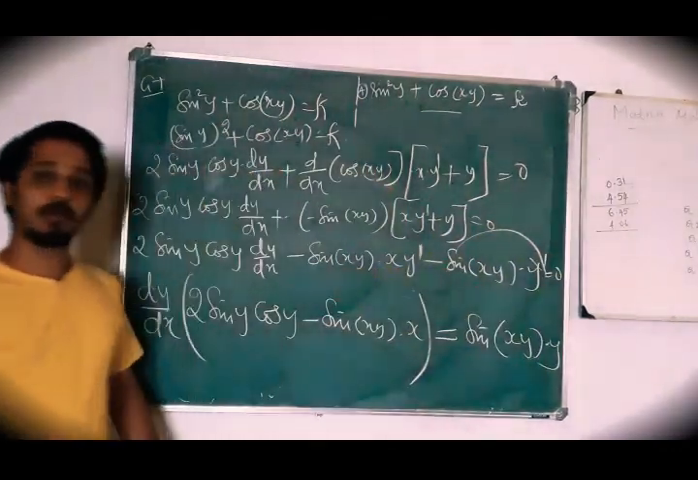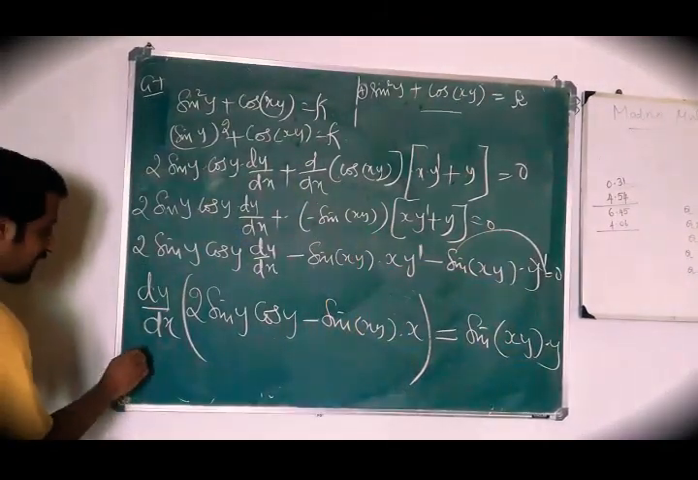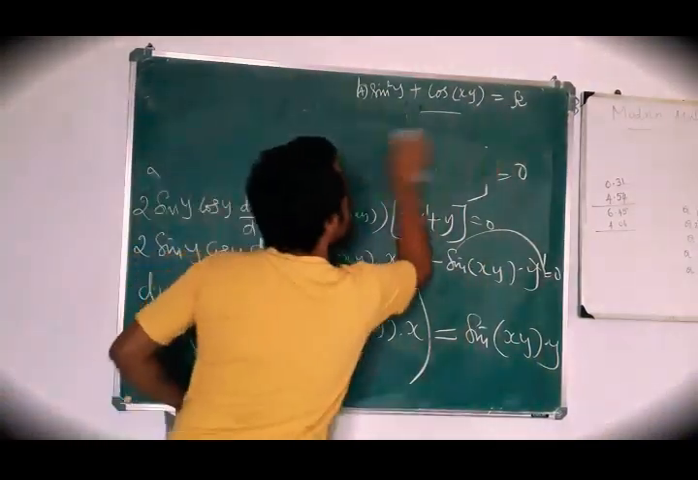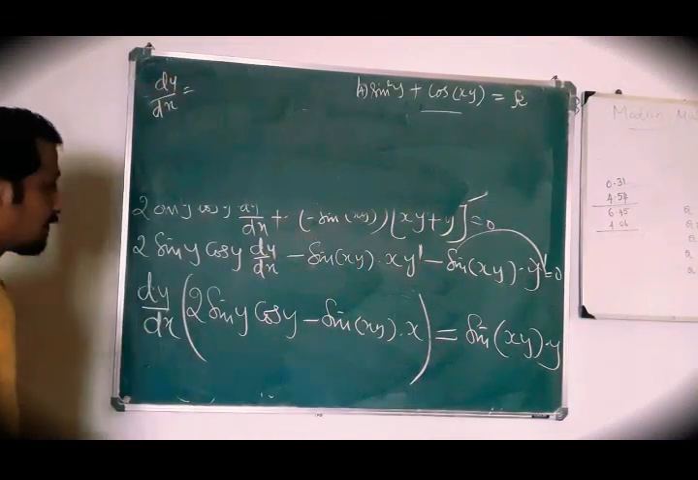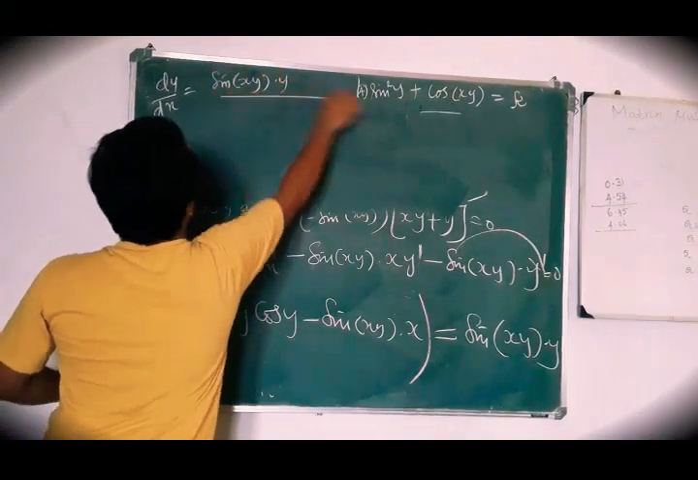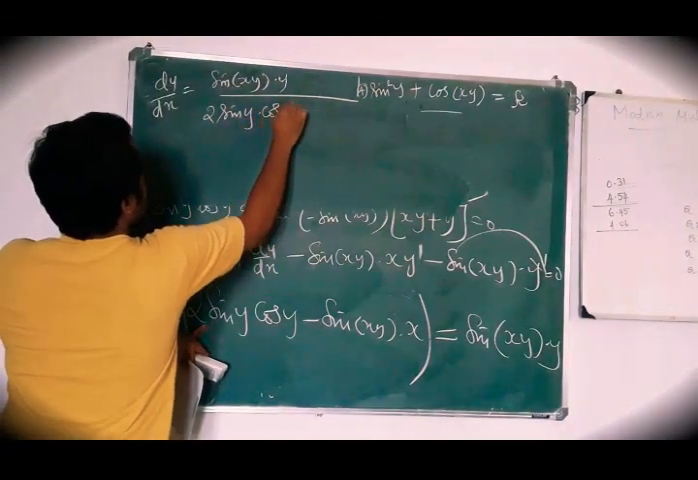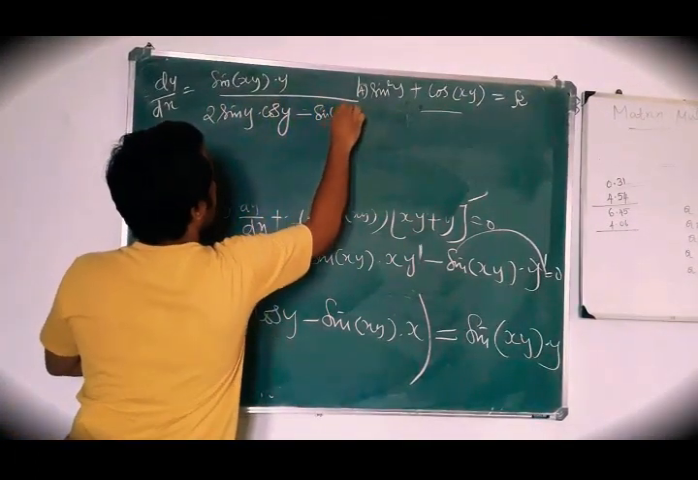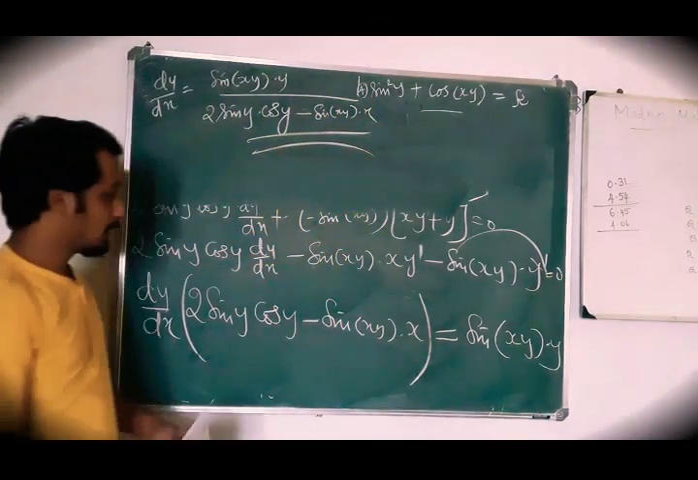This minus sin of xy, I am taking that side, so sin of xy into y. Is it clear? So, therefore, dy by dx is equal to sin of xy into y divided by this denominator, 2 sin y cos y minus sin of xy into x. Is it clear to everyone?